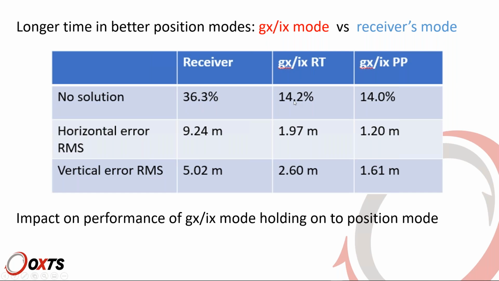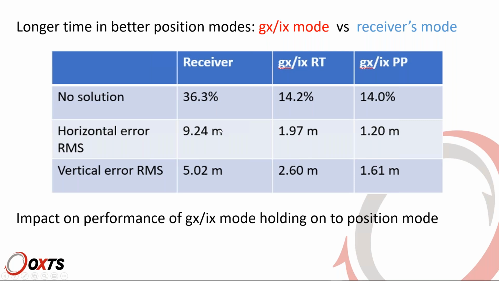GXIX was with no solution for just 14% of the time, both real-time and post-processing. So that's the impact on performance, the ability of GXIX to hold on to a position mode, the impact that it can make. And this obviously translates into a much better position accuracy. If you look at the error, horizontal and vertical error, you can see that it's way smaller. And if you post-process the data, not just collect it in real time using GXIX, but post-process it using our combined processing, then the results are even better.